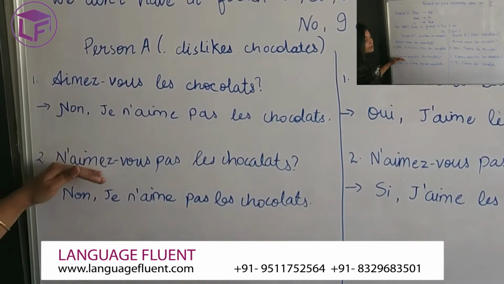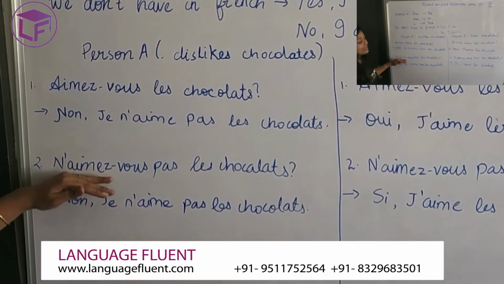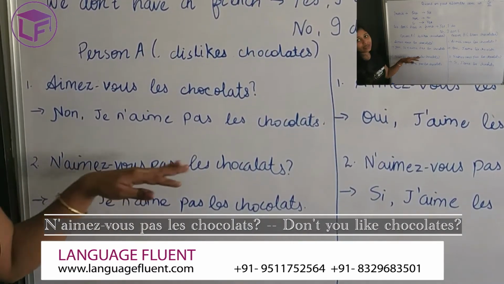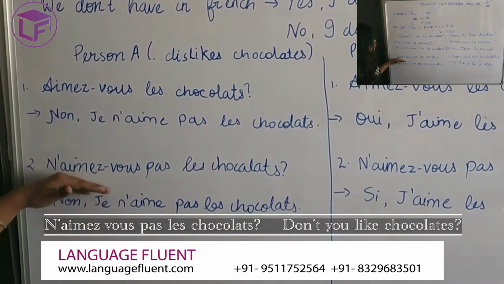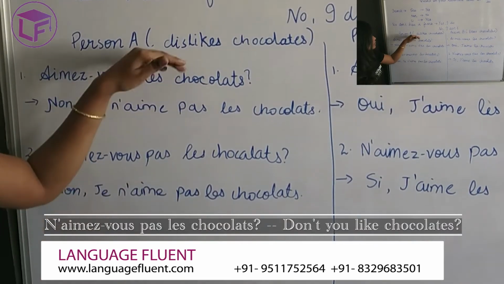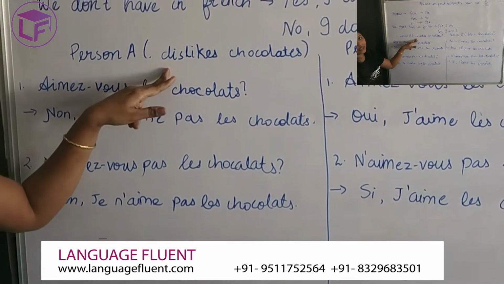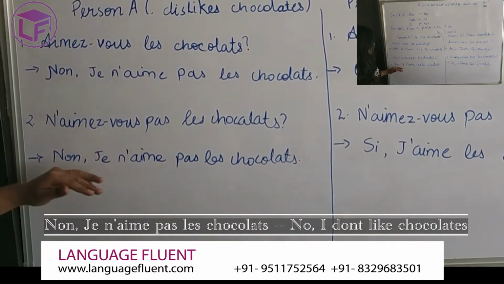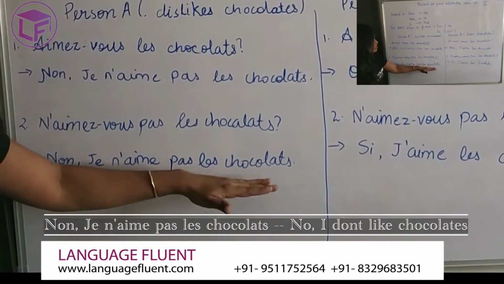Now, if that same person is asked, n'aimez-vous pas les chocolats? Don't you like chocolates? It's a negative question. He will still say no because he doesn't like chocolates. So it's non, je n'aime pas les chocolats.